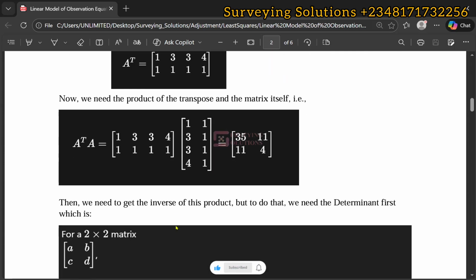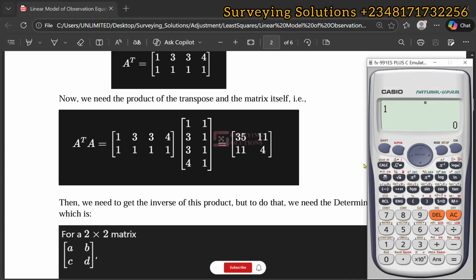So we do matrix multiplication. When you are trying to multiply two matrices, the row in one must be equal to the column in the other, right? Good. That makes the two matrices multipliable. So we have 1 times 1, which is 1, plus 3 times 3, which is 9, plus 3 times 3, which is 9, plus 4 times 4, which is 16. So we have 1 plus 9 plus 9 plus 16, which is 35, because 4 times 4 is 16.